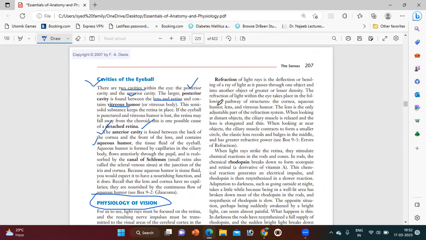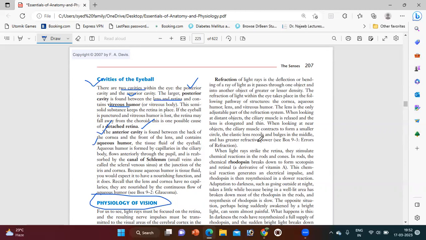The refraction of light within the eye takes place in the following pathway of structures: the cornea, aqueous humor, lens, and vitreous humor. The lens is the only adjustable part of the refraction system. When looking at distant objects, the ciliary muscle is relaxed and the lens is elongated and thin. When looking at near objects, the ciliary muscle contracts to form a smaller circle. The elastic lens recoils and bulges in the middle and has greater refractive power.